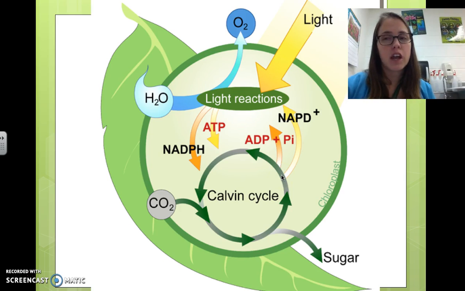Remember, this isn't the energetic form. ADP goes back to the light reaction, and so it circles back and back over and over again, and that's why it's considered a cycle.